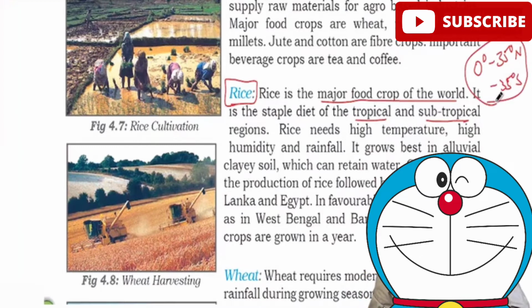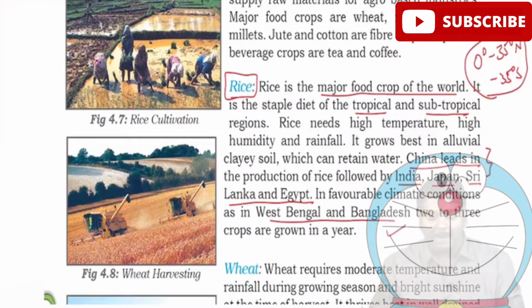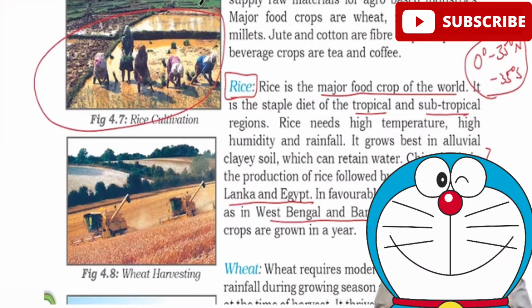India is the largest producer. Along with India, even China produces rice. Japan, Sri Lanka and Egypt also fall in this region. West Bengal and Bangladesh usually get 2 to 3 crops, mainly because they get very good rainfall. Usually for paddy cultivation or rice cultivation, in this picture you can observe, water has to be present. It is usually a water-consuming plant.